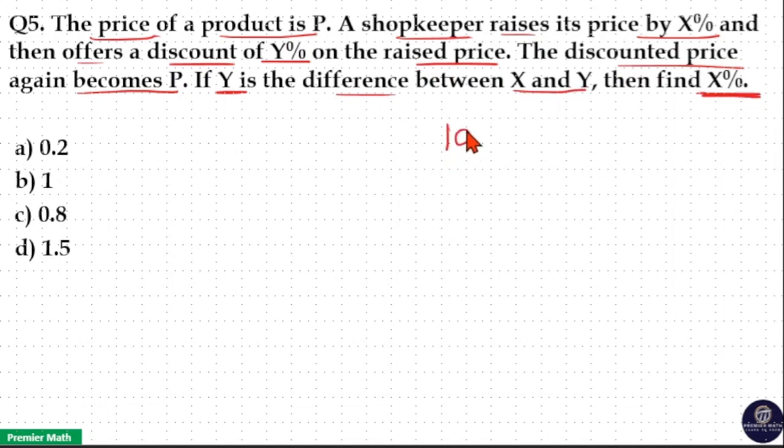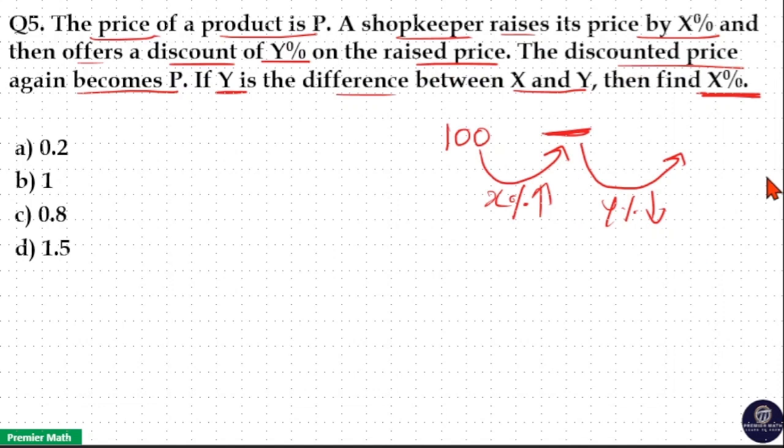Here consider the price of this product as 100 rupees. Now this shopkeeper increases this price by X percentage. Then the rate alters. Now this shopkeeper again gives a discount of Y percentage, that is, decreases its price. Now the final price again becomes 100 rupees. That is, when giving a Y percentage discount on this increased price, it will become the initial price.